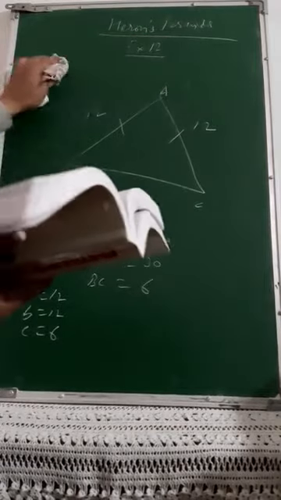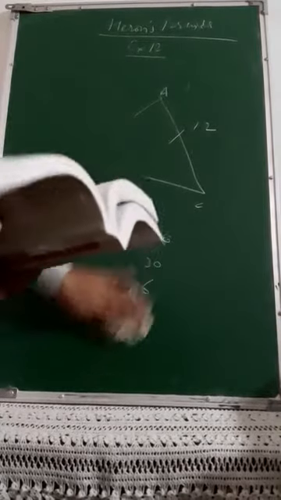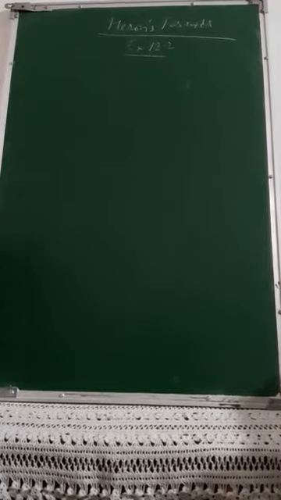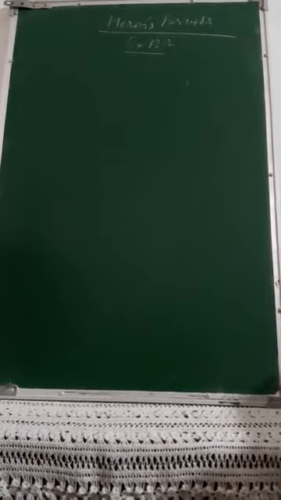Now I start with exercise 12.2, because both the exercises are based upon the same concept, that is Heron's formula. So here is the first question. A park is in the shape of a quadrilateral ABCD in which angle C is 90 degrees, AB is 9, BC is 12, CD is 5, and AD is equal to 8 meters. How much area does it occupy?